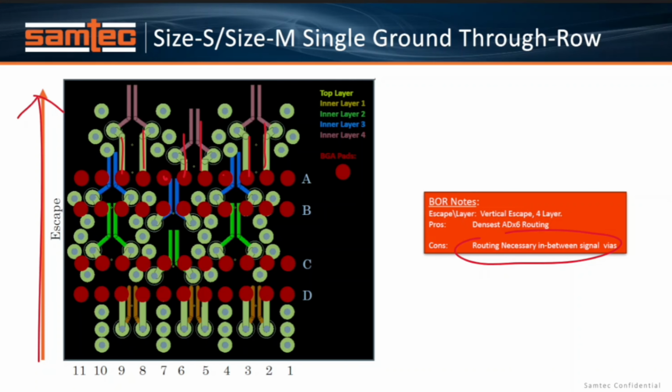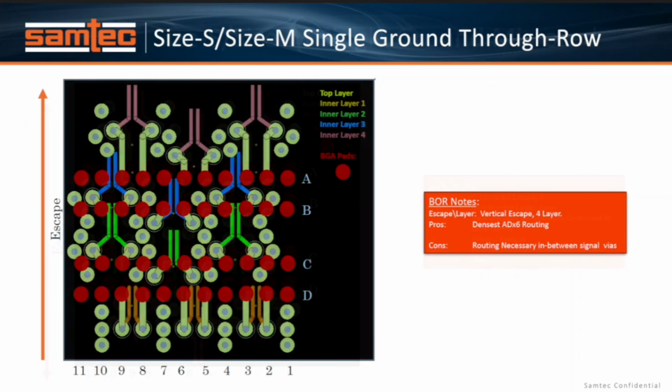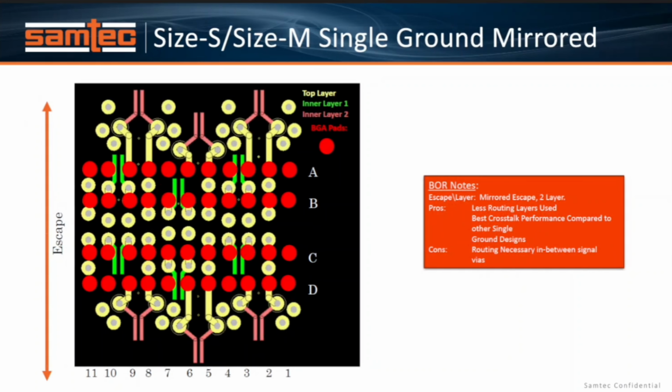Going to the next slide, the difference here is, you still have ground, signal, signal, ground, but instead of routing signals in one direction, you're routing signals in two directions, so up and down in this image. So the pros of taking this approach: less routing layers used, better crosstalk, simplified grounding, but again, the con, you have routing necessary in between signal vias.